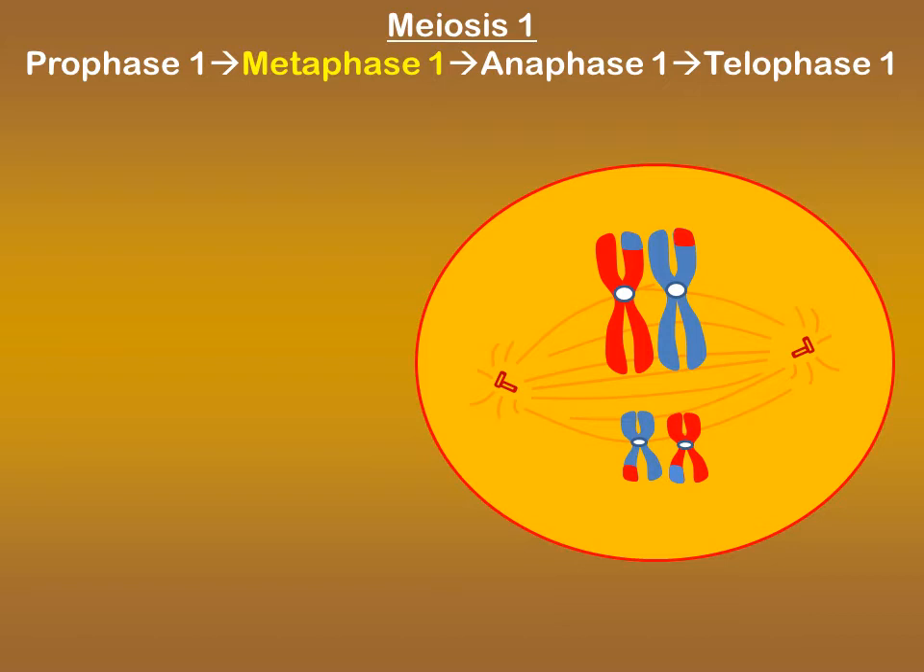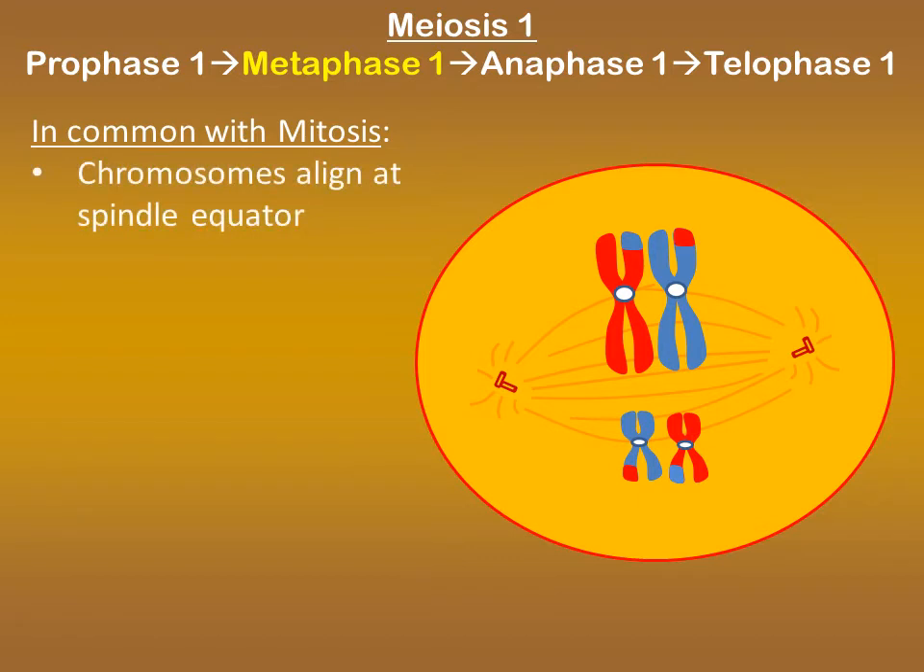So now we move on to metaphase 1. And again, similar to mitosis, we see a number of things. First of all, there's a lining up at the spindle equator that occurs during metaphase. The nucleus is now gone. The spindle fibers have fully formed and are attached to the chromosomes at their centromeres.